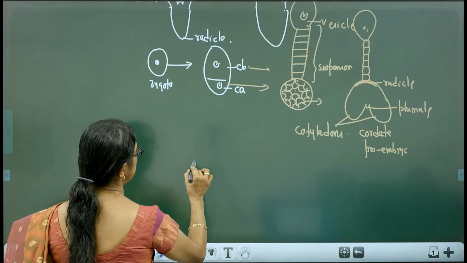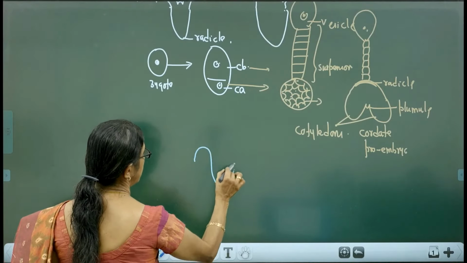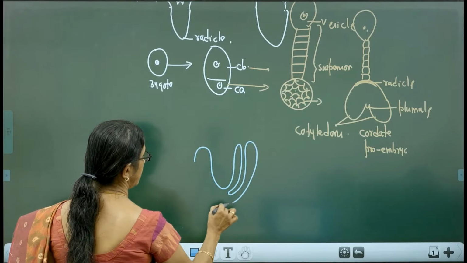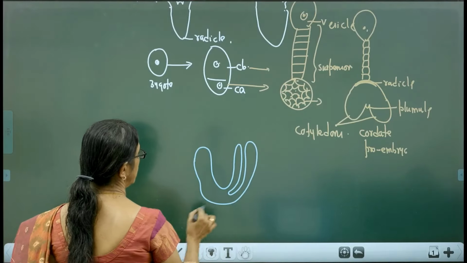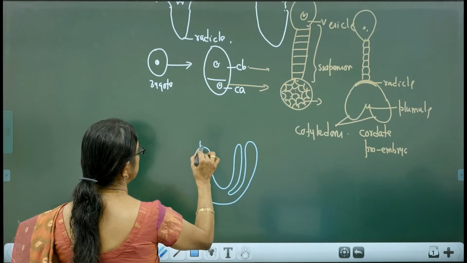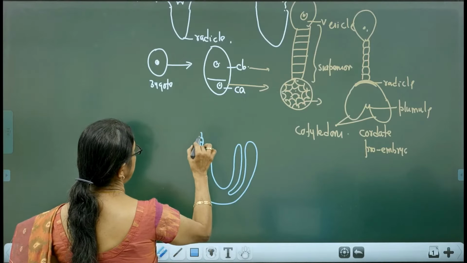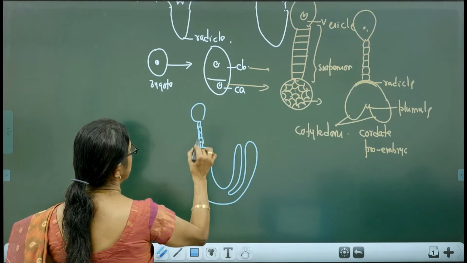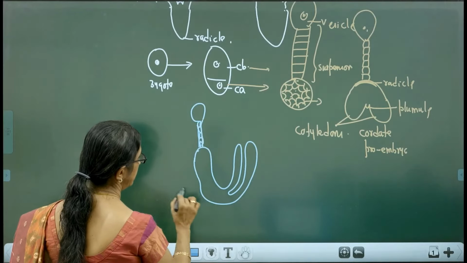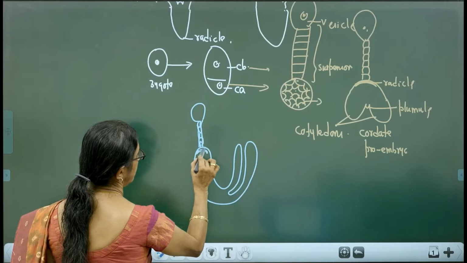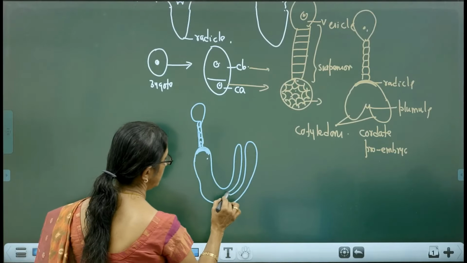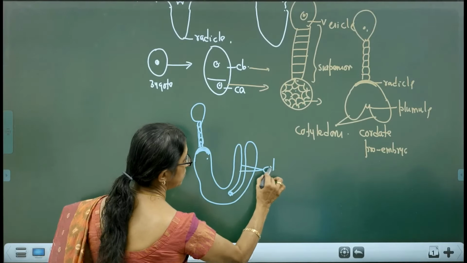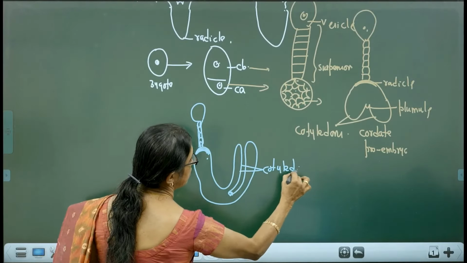And finally, the mature embryo develops, and it is seen in the form of a structure like this. Here we can see the cells of the vesicle becoming narrower and narrower. Radicle here, plumule here, and the two cotyledons.